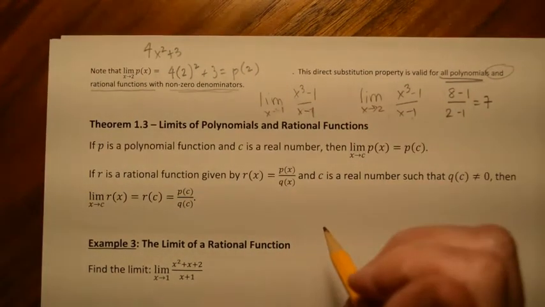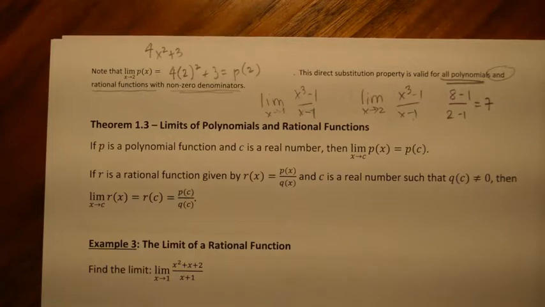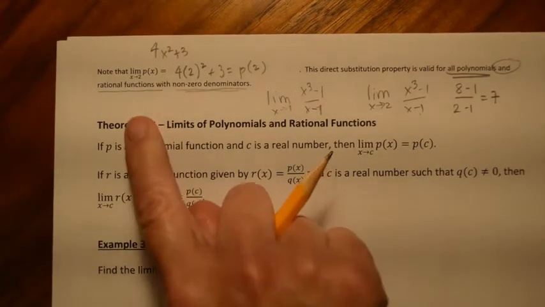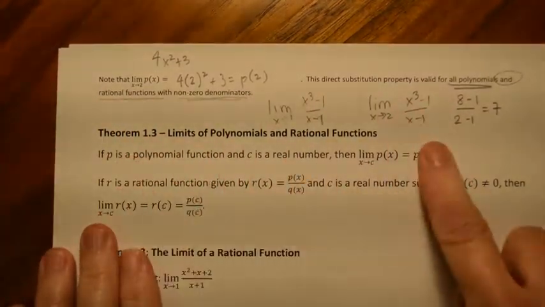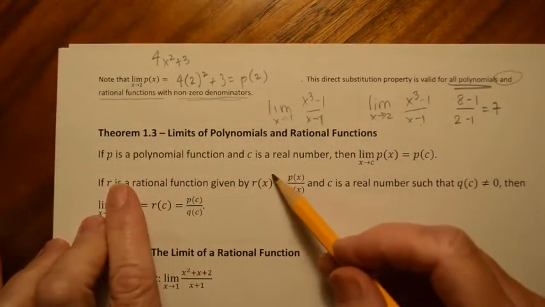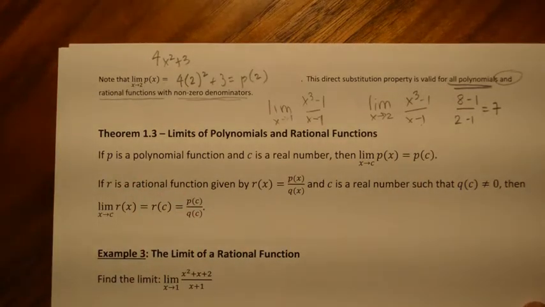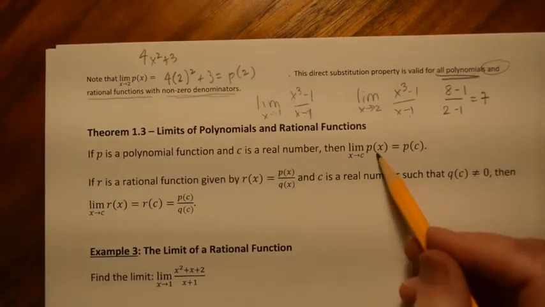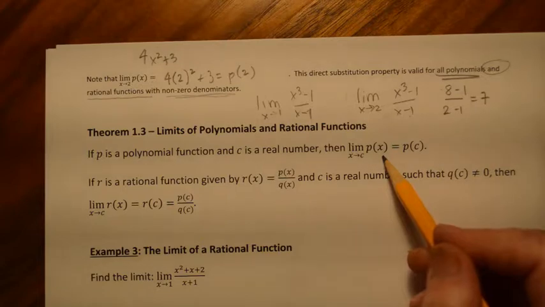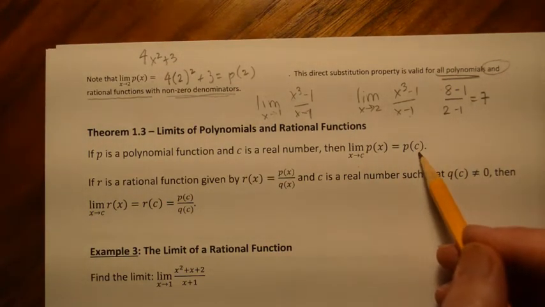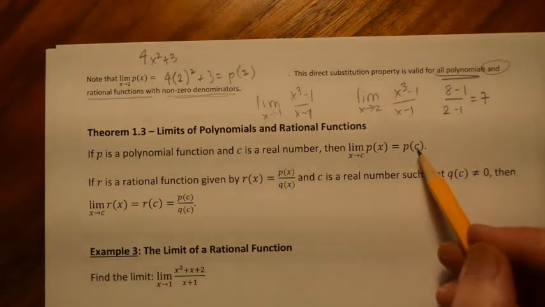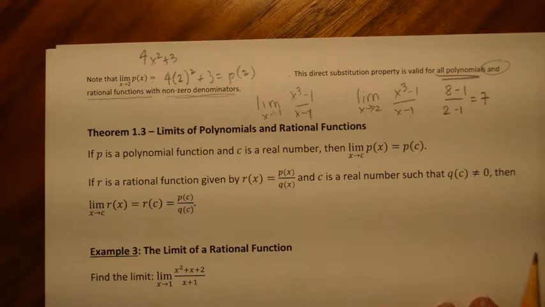So in a minute, we're going to talk about other strategies that we can use. Okay, so here we're just saying this very generally, making it official. If p is a polynomial function and c is a real number, then the limit of the polynomial function as x approaches c is just the same as directly evaluating, or in other words, plugging that value in. So as long as it's polynomial, we can just do direct substitution.